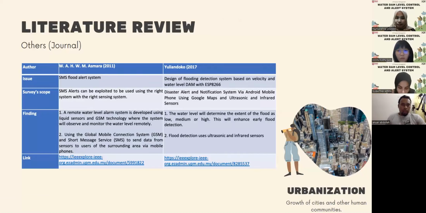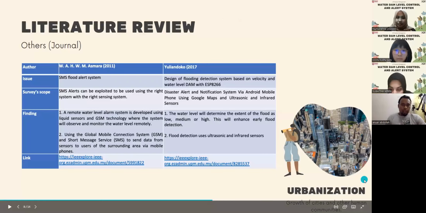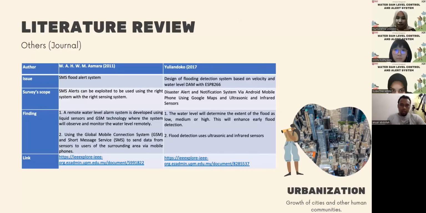Okay, for a little review from journals, I found these from the IEEE portal. First, the SMS flood alert system, and second, the design of a flooding detection system based on velocity and water level dam with ESP8266. Overall, from the journals, we found a remote water level alarm system developed using a liquid sensor and GSM technology, where the system observes and monitors the water level remotely, and the water level will determine the extent of the floods as low, medium, or high. This will enhance early flood detection.